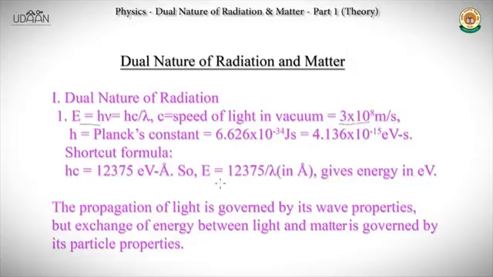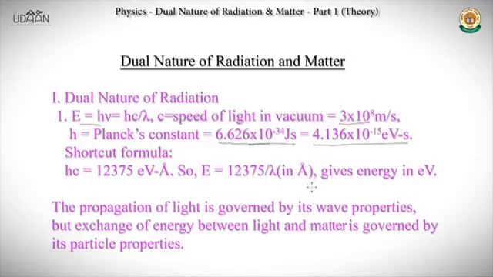And h is Planck's constant, and it is 6.626 into 10 raised to the power minus 34 joules second, or 4.136 into 10 raised to the power minus 15 electron volts second. So unless the values are given otherwise, you are supposed to take these values or approximations of these values to get your answer.